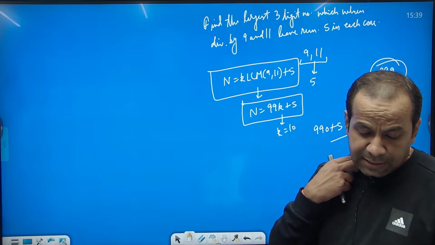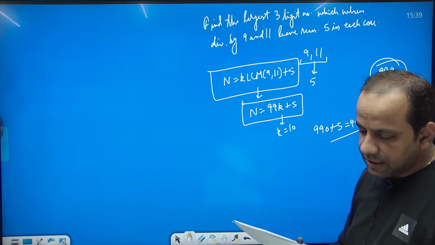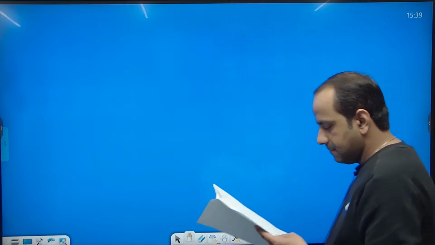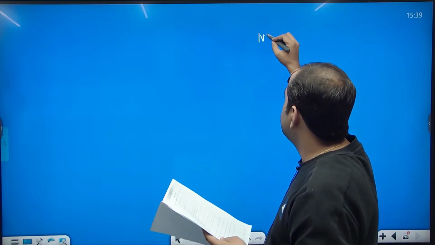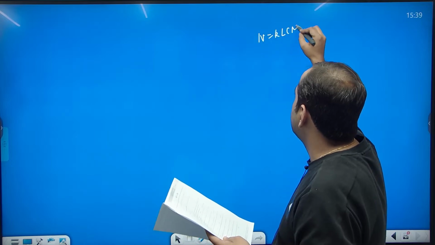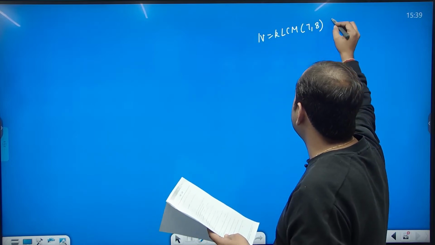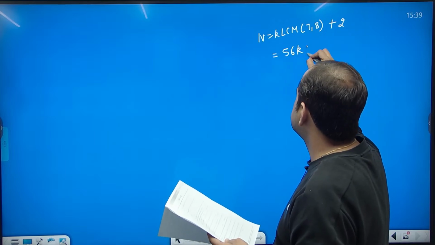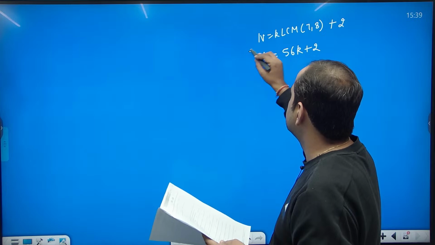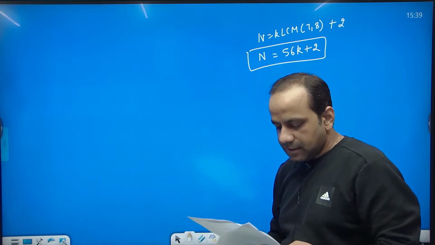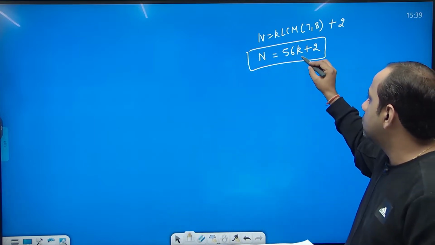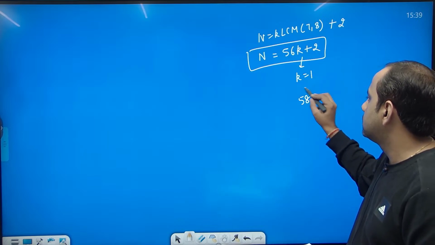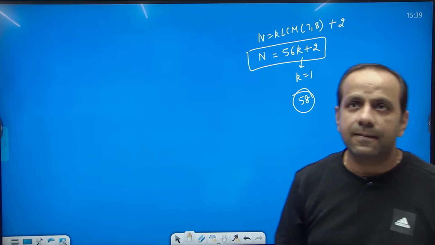We have to find the least natural number which when divided by 7 and 8 leaves remainder 2 in each case. The number should be k into LCM of 7 and 8 plus remainder 2. So that will be 56k plus 2. And we need to find the smallest one, so we have to substitute k is equal to 1. What will be your answer? Any doubt in this?